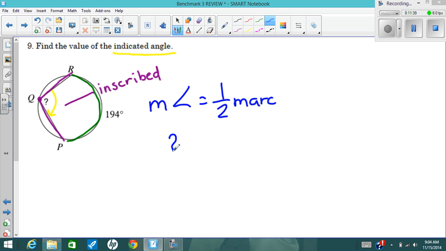So the angle we're talking about is question mark. The arc we have is 194, so we just divide that by 2. And we have question mark is 97 degrees.